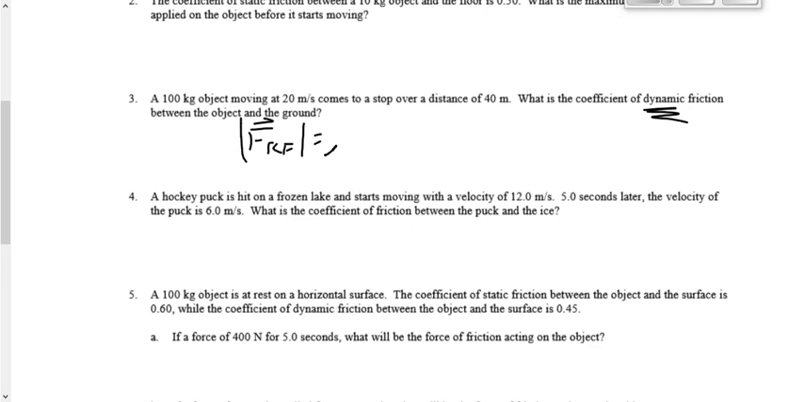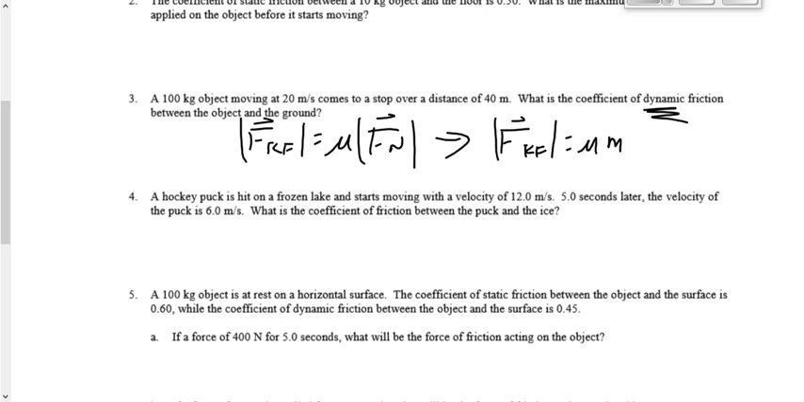F is equal to mu times the normal force, which so far is always going to be what, Patrick? Mass times gravity, right. So we're going to change that equation to look like this. F_KF is equal to mu times m times g. Now, we don't know what the force of friction is. If we want to find mu, we need every other variable in that equation. We know what m is, we know what g is, but we don't know what F is.